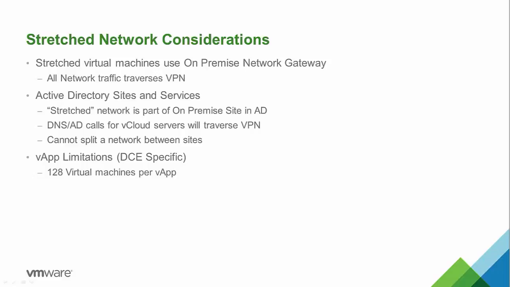The next consideration will be Active Directory Sites and Services. Remember that the stretched network is part of the on-premise site in Active Directory. DNS and Active Directory calls for vCloud servers will traverse the VPN. You cannot split a network between two sites. And finally, some of the vApp limitations that are specific to Datacenter Extension: you can't have more than 128 virtual machines stretched into a single vApp on the vCloud Air side. And the single vApp container contains power operations for all virtual machines within that container.